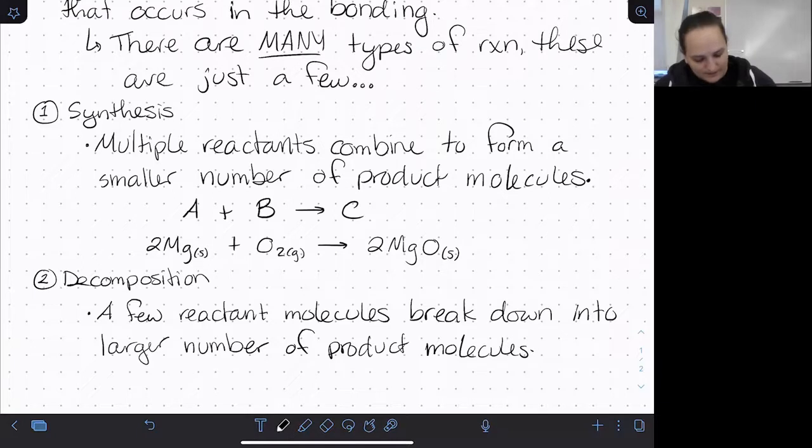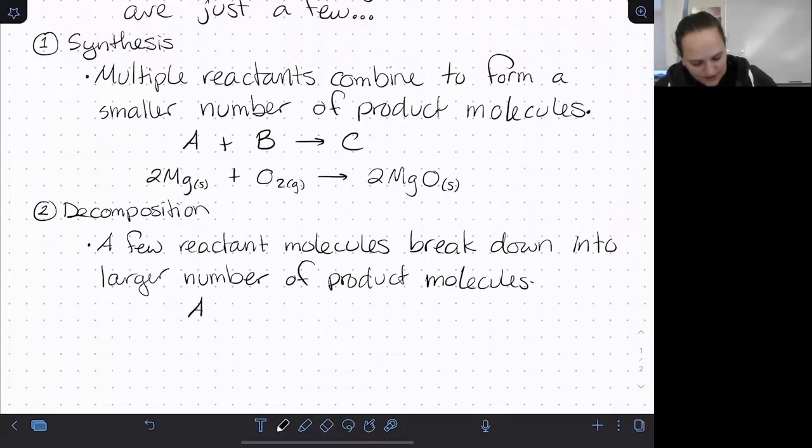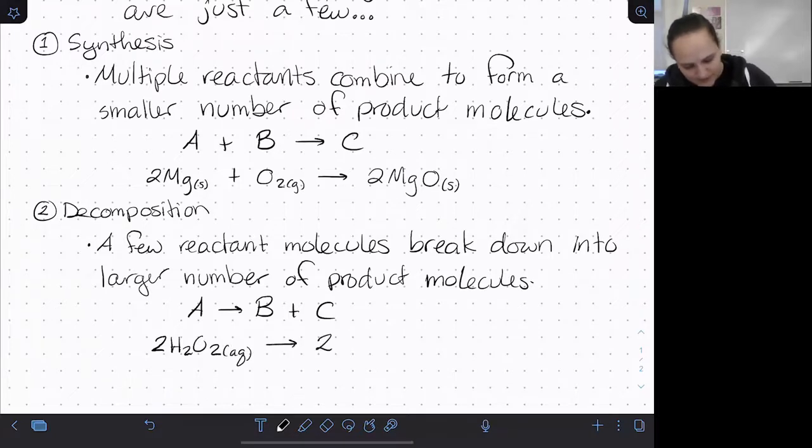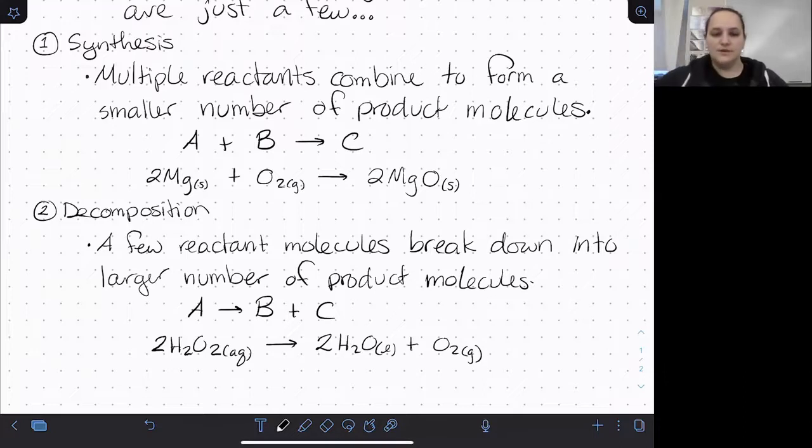A generic representation of this might be A reacts to form B and C. We're taking this one molecule A and splitting it apart into two separate things, B and C. A real world example would be hydrogen peroxide reacting to produce water and oxygen gas. So this one substance, H2O2, splits apart to become two different substances, water and oxygen gas.